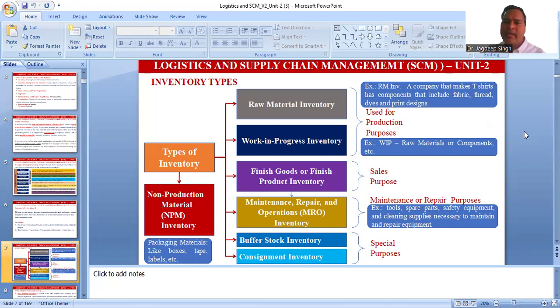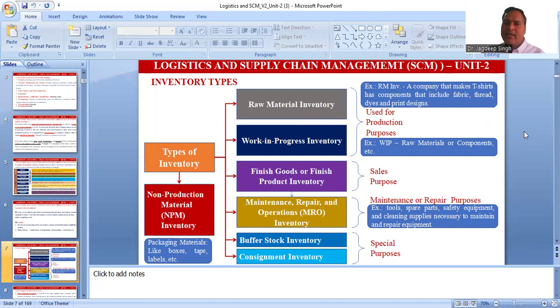Now, MRO, maintenance, repair, and operations inventory. As the name suggests, that is used for maintenance, repair, and operations of the machinery, or to ensure that the manufacturing is running smoothly or transportation is running smoothly, whatever it is, right? So this is used for maintenance and repair purposes only. For example, tools, spare parts, safety equipment, and cleaning supplies necessary to maintain and repair equipment, etc. Right? So this is how.